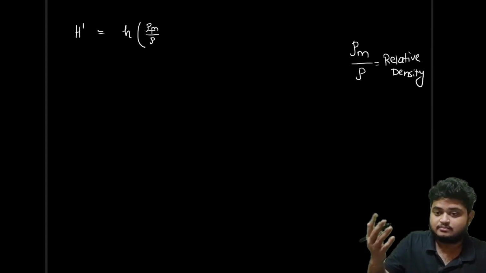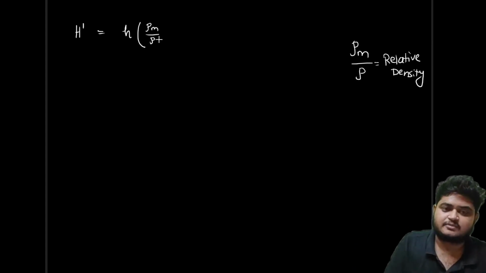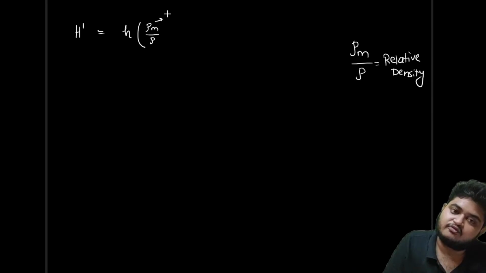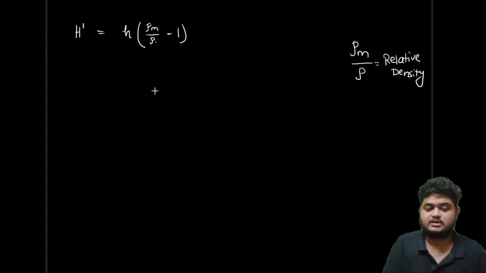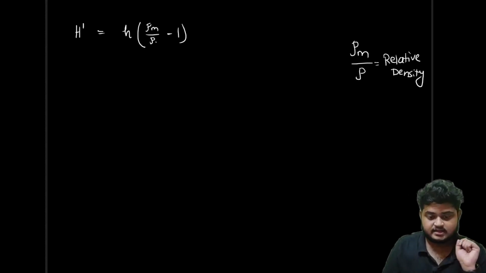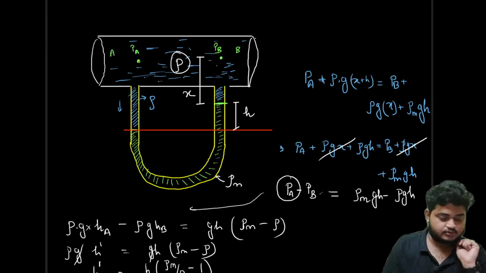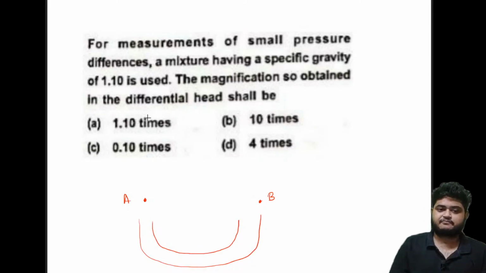So let us name this rho m by rho, which is relative density, and somehow it can be used like specific gravity also, because let us suppose that this manometric fluid is Hg and this rho is water. So obviously it will come out as the specific gravity of Hg, right? So minus 1. So this is the formula.